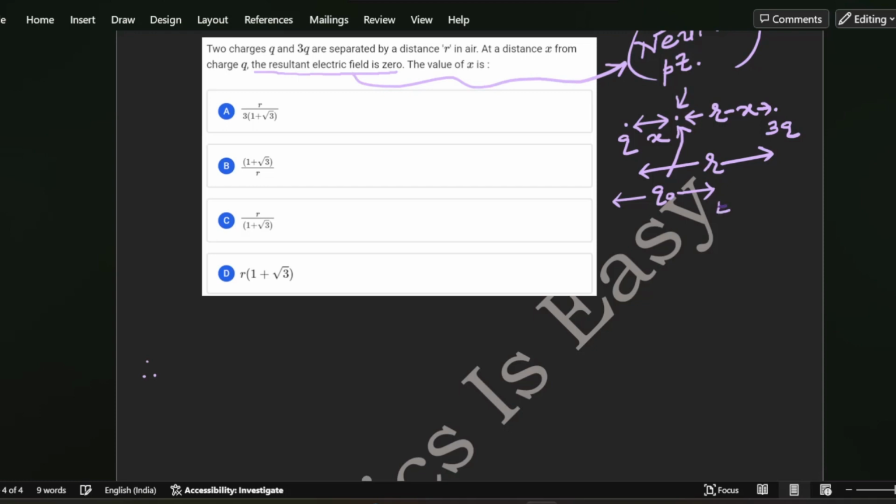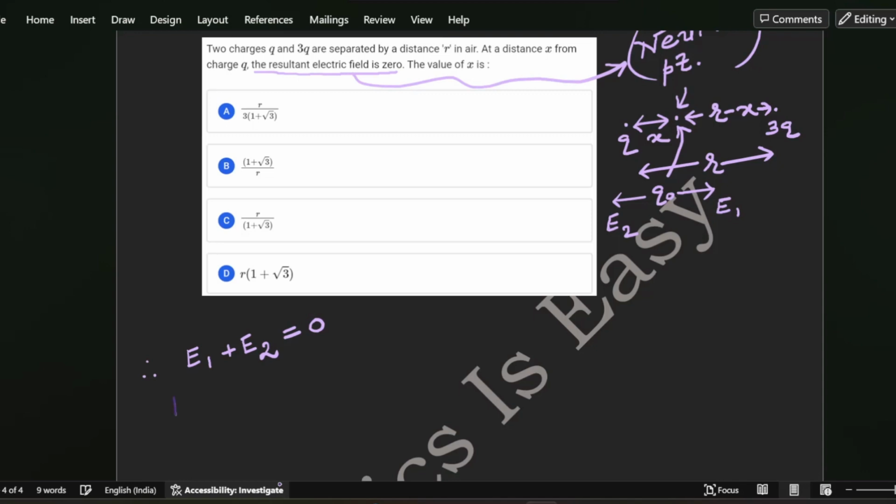So let this be E1, I am writing the electric field, and let this be E2. Actually this is electric field, not force. The electric field experienced at this point due to charge 3q is E2, which is pointing in the left direction, or you can say negative x direction. So the resultant of both the electric fields, E1 plus E2, must be 0, according to the question.